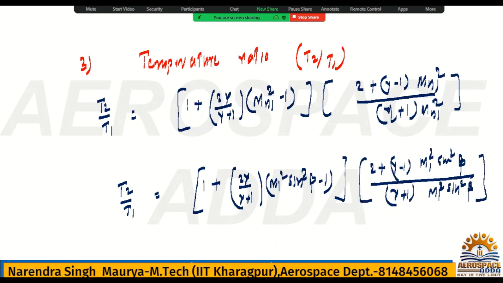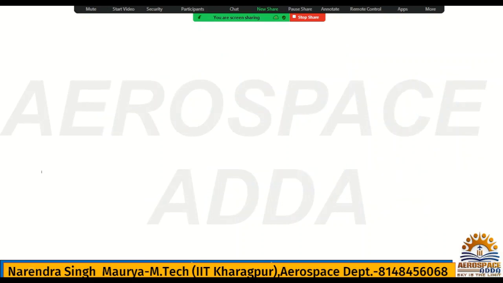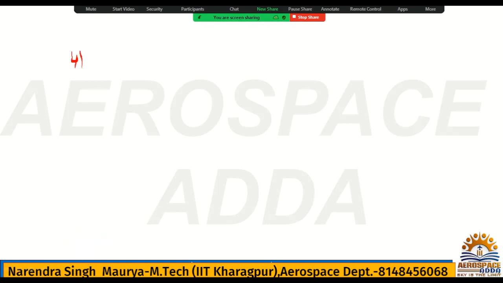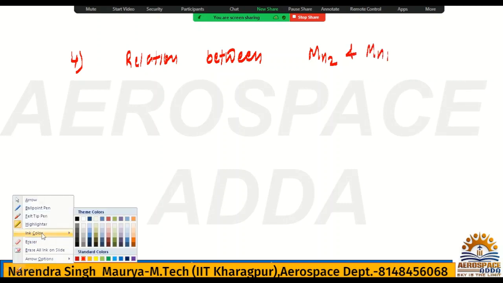This is what T2. Similarly, you can do the Mn2 and M1 relation also. So the fourth number formula is the relation between Mn2 and Mn1. So for the normal shock, what was the formula?